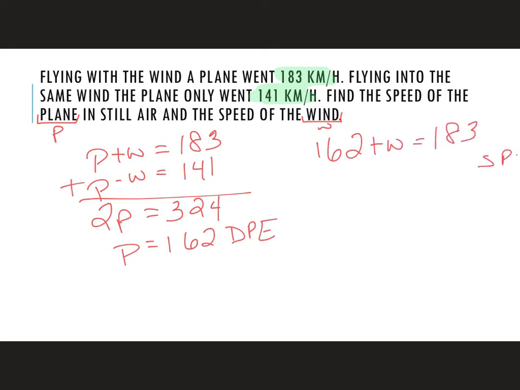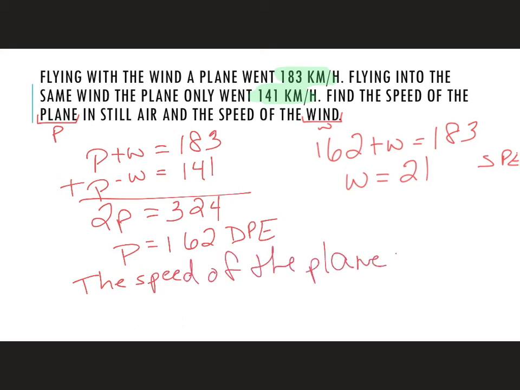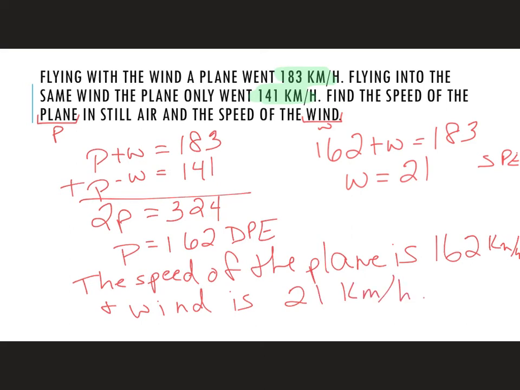So I'm going to SPE the 162 from both sides. So when I subtract that, I get W equals 21. So there's my answer. So the speed of the plane is 162 kilometers per hour, and the wind is 21 kilometers per hour. And let's do one final example.